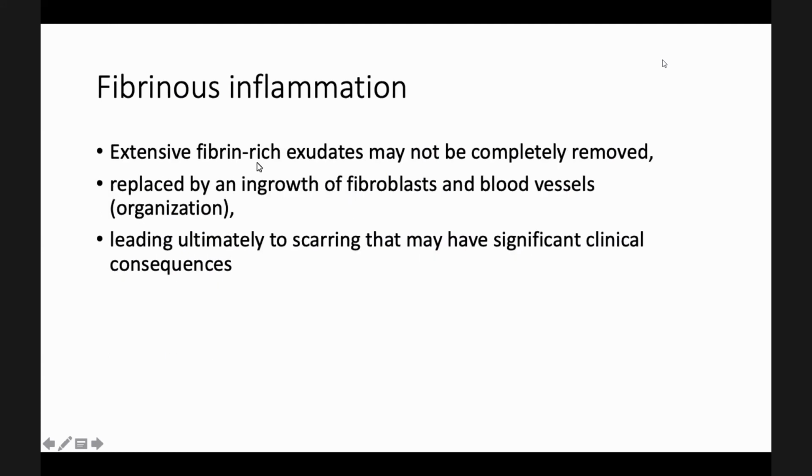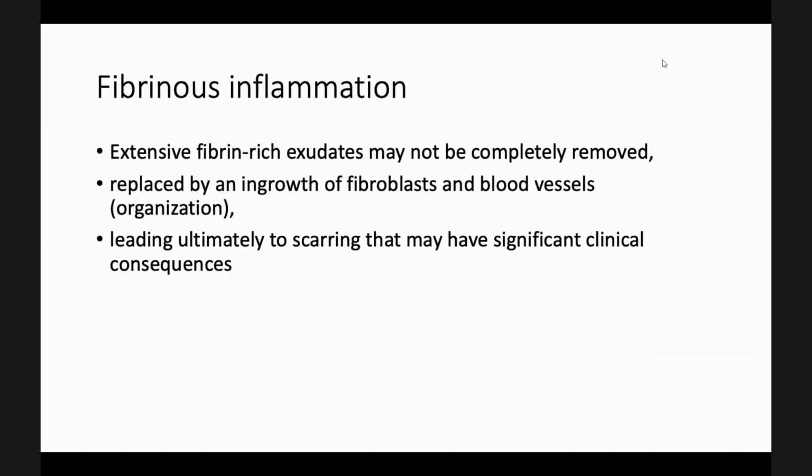When there is extensive fibrin-rich exudate, it may not be completely removed, and instead it is replaced by ingrowth of fibroblasts and blood vessels. That process is known as organization. This leads to scarring and may have significant clinical consequences. An example is pulmonary fibrosis. I think in long-term COVID disease there is some kind of pulmonary fibrosis that has hampered overall performance. But the data is still coming up. Let's see how it progresses.